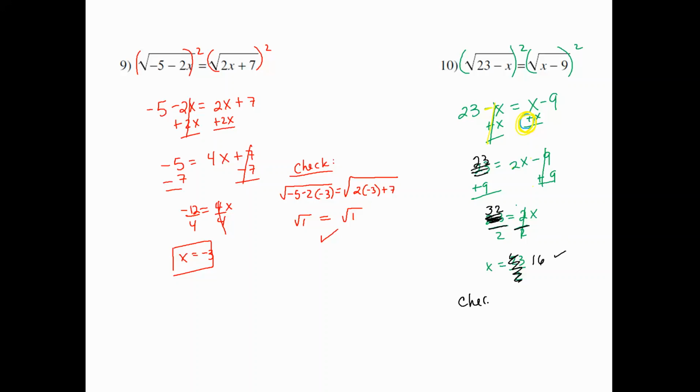And let's do our check. I hope I didn't confuse you too much on this one. Let's see. Square root of 23 minus 16. Does that equal 16 minus 9? So we check. And I get the square root of 7. And 16 minus 9 is also 7. So yes, this is a solution.